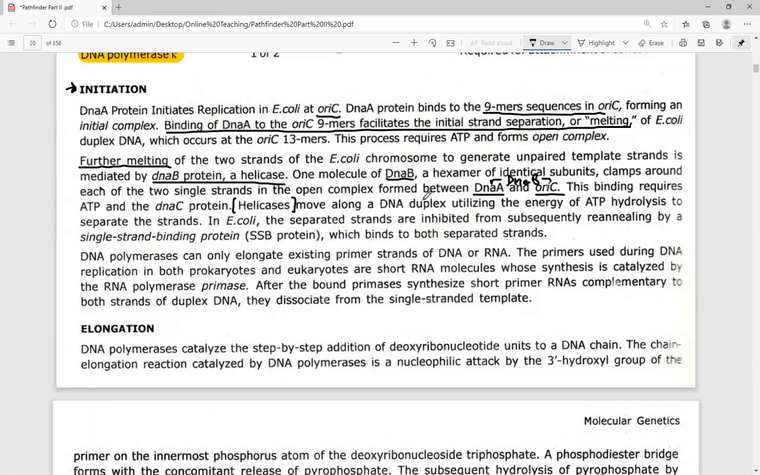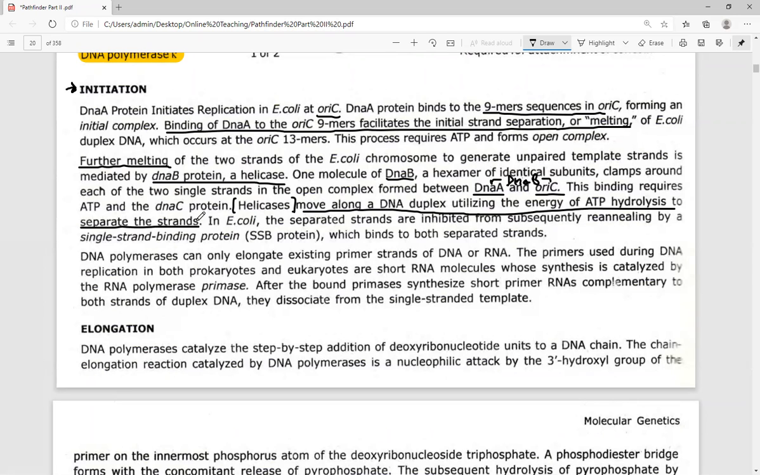Helicase moves along a double-stranded DNA molecule utilizing the energy of ATP hydrolysis. So helicase is going to move along the DNA double helix and use the ATP hydrolysis energy to separate the two strands away from each other.